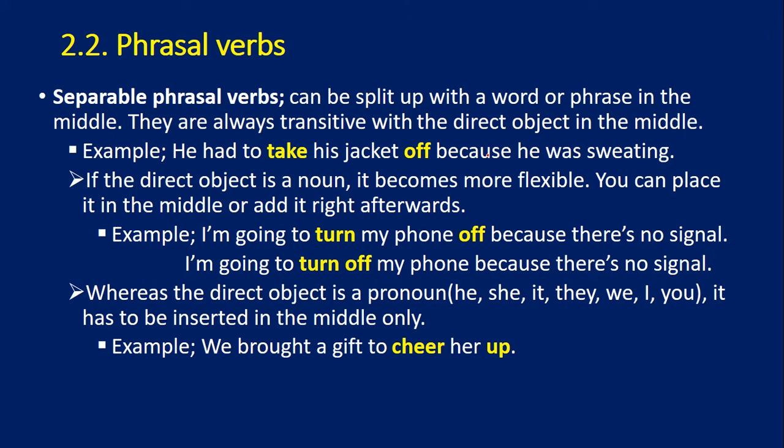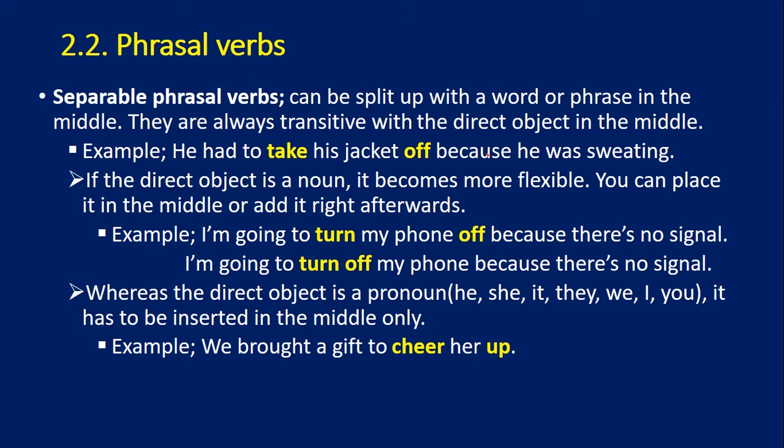So here we have: he had to take his jacket off because he was sweating. His jacket, the direct object, comes in the middle, so the question we asked is answered. If we ask what should he take off, and someone answers his jacket, the question is answered, right? After that we don't need any more questions. So here the direct object is in the middle. However, we have two rules: if the direct object is a noun, and if the direct object is a pronoun.